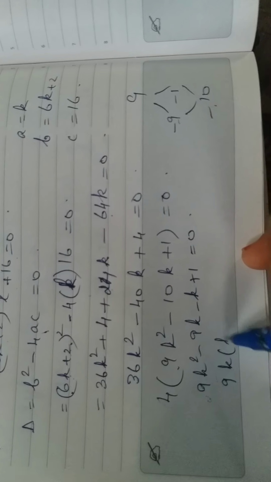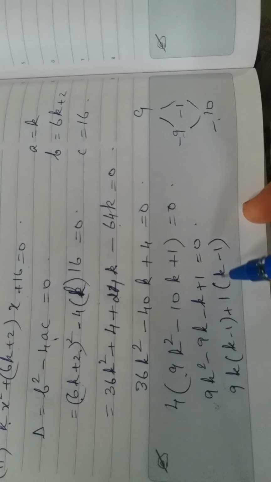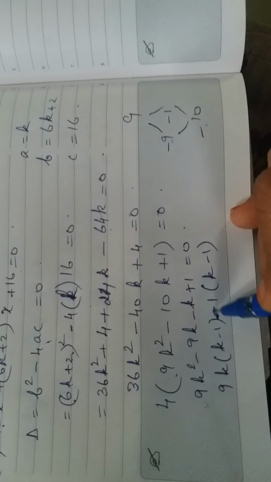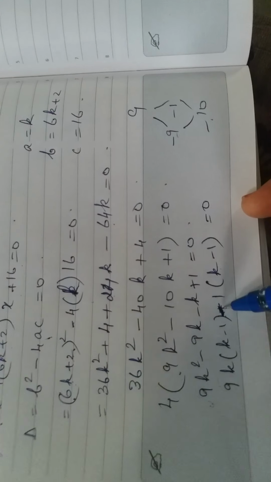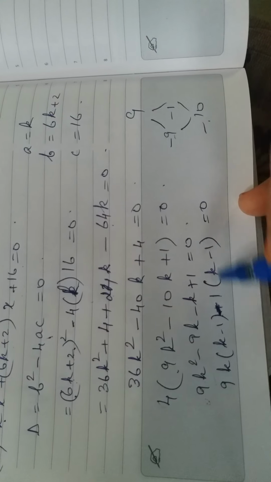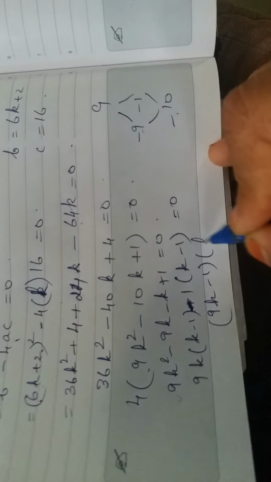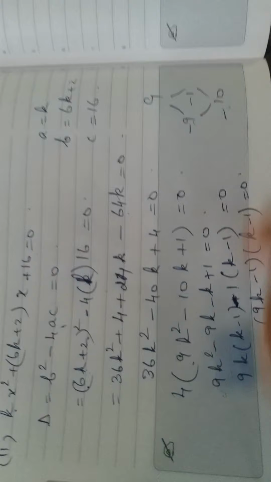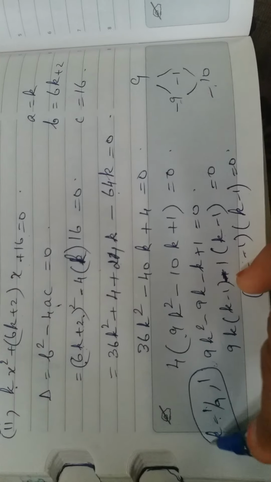You take out common 9k, so 9k into k minus 1, minus 1 into k minus 1 is equal to 0. So multiply and see: minus 1 into k, minus into minus plus 1. So you have 9k minus 1 into k minus 1 is equal to 0. So what is the k value? K value is plus 1 by 9. Another value is 1. So these are your values of k.